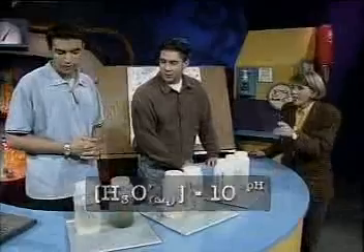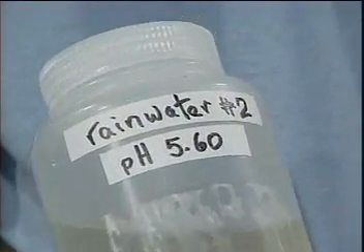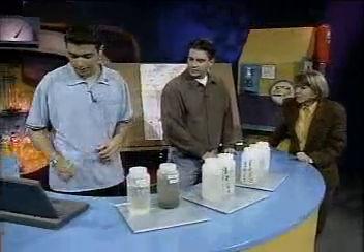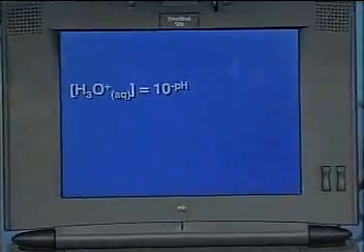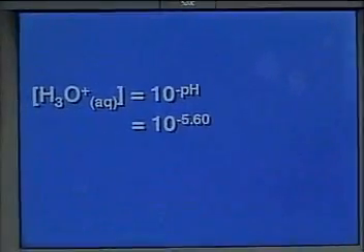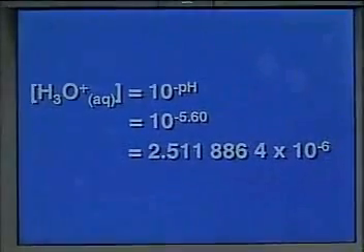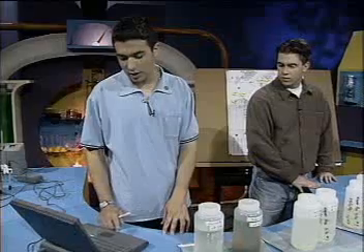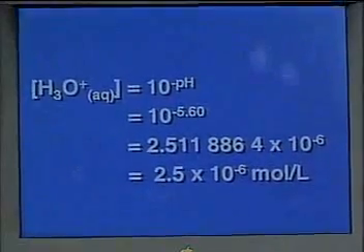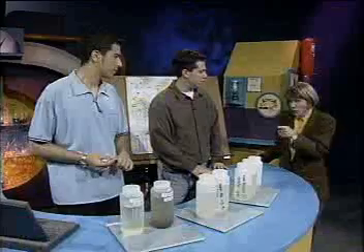Okay. Which sample are you going to start with? Well, we'll start with this one, which has a pH of 5.60. Okay. So can you show me using your computer? Okay. Calculations would look like this. Concentration of hydronium ions is equal to 10 to the negative 5.60, which is equal to 2.5118864 times 10 to the negative 6. So we round to two significant digits, and we get 2.5 times 10 to the negative 6 moles per liter. Okay. So that's the hydronium ion concentration for the first sample.